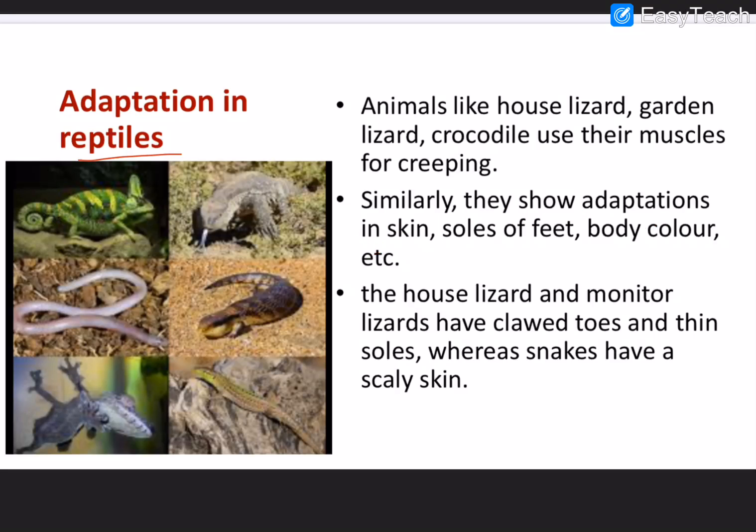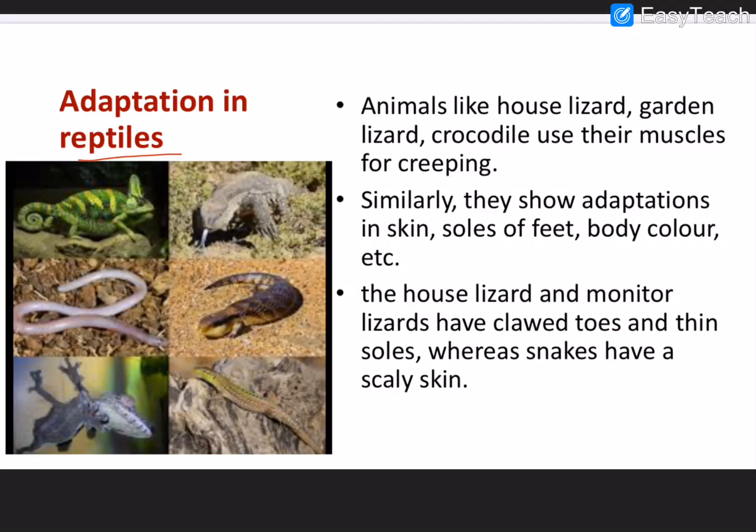Similarly, they show adaptation in skin. They have a different type of skin. The adaptation in reptiles is that their skin makes it easy to move in the soil. Soles of feet, body color, etc. The body color is very similar to that of the soil or ground in case of reptiles. And the soles of feet, they have soles under their feet. So these all are the adaptations in reptiles.